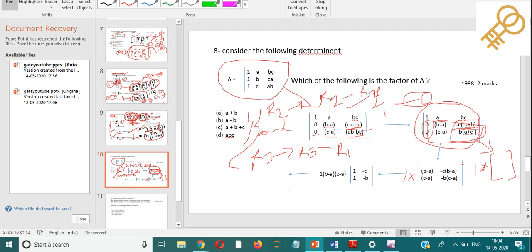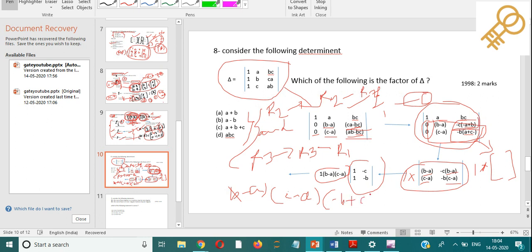Now after applying this you'll be getting these solutions, and finally as you can see we can take common B minus A from row 1, and we can take common C minus A from row 2. I have taken the common factors here, and the determinant you will be getting is this one. Now if you solve this determinant, you will be getting B minus A and C minus A and minus B plus C.